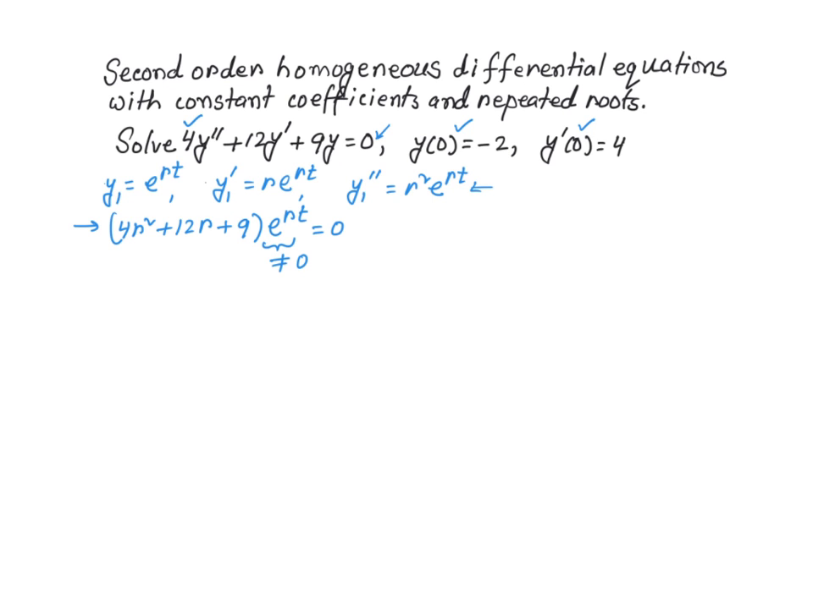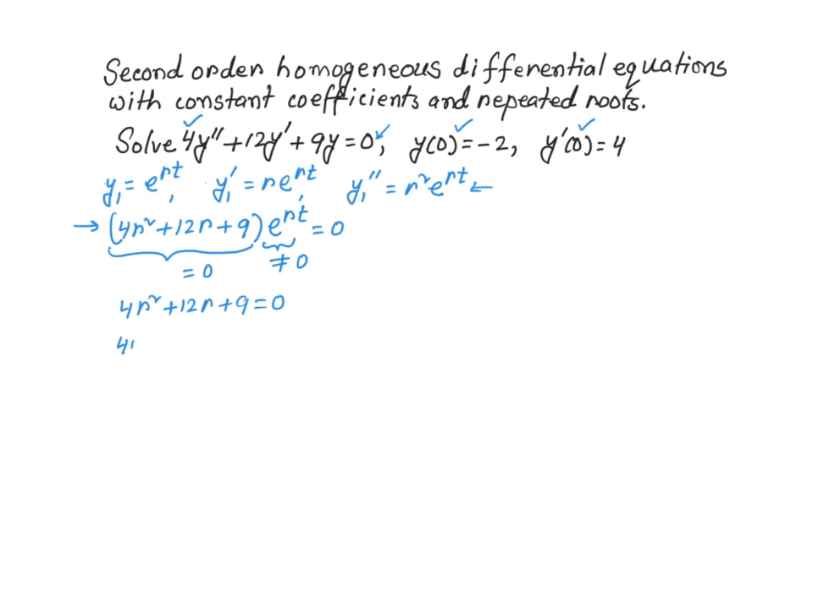Now e^(rt) cannot be equal to 0. As you know, it's an exponential function. It's always going to be above 0, whether the exponent is positive or negative. It really doesn't matter. So if e^(rt) is not 0, then the other factor must be 0, which means 4r squared plus 12r plus 9 must be equal to 0.